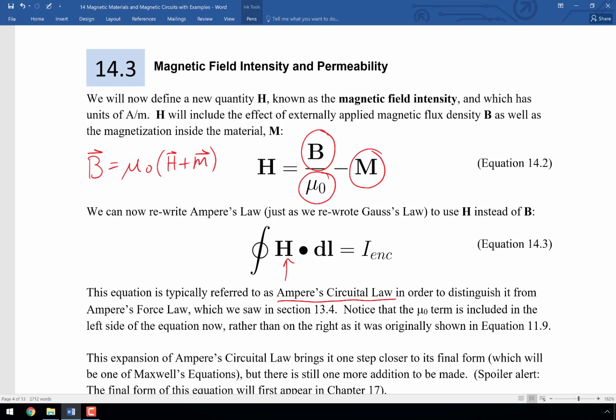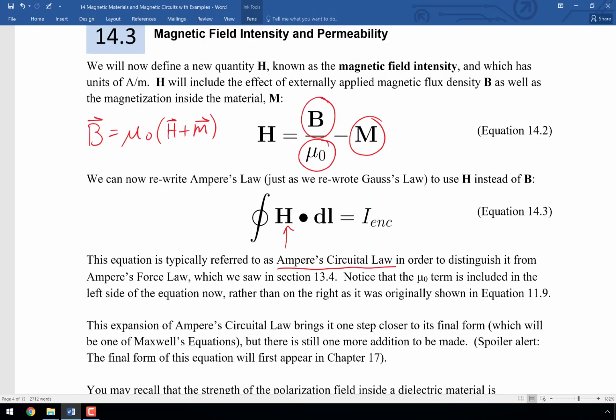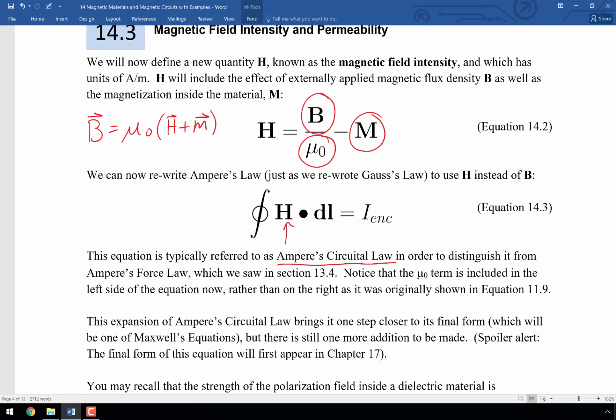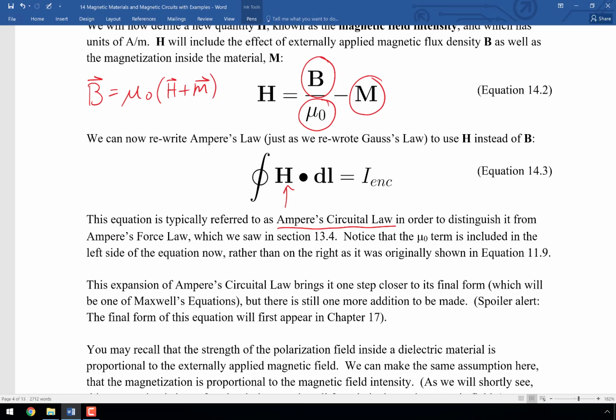And we have to be specific about this because there's also an Ampere's Force Law that we just recently learned, and so we need to have a special name for the circuital law and for the force law. Sometimes we'll just call it Ampere's Law, and if you do refer to it as Ampere's Law, it's equation 14.3. We're very close now to this equation being elevated into Maxwell's equations. But there's one last thing that we need to do, and spoiler alert, it's going to happen in 3 more chapters. In chapter 17, we'll make the last tiny little tweak to equation 14.3, and then it will be elevated as one of Maxwell's equations.